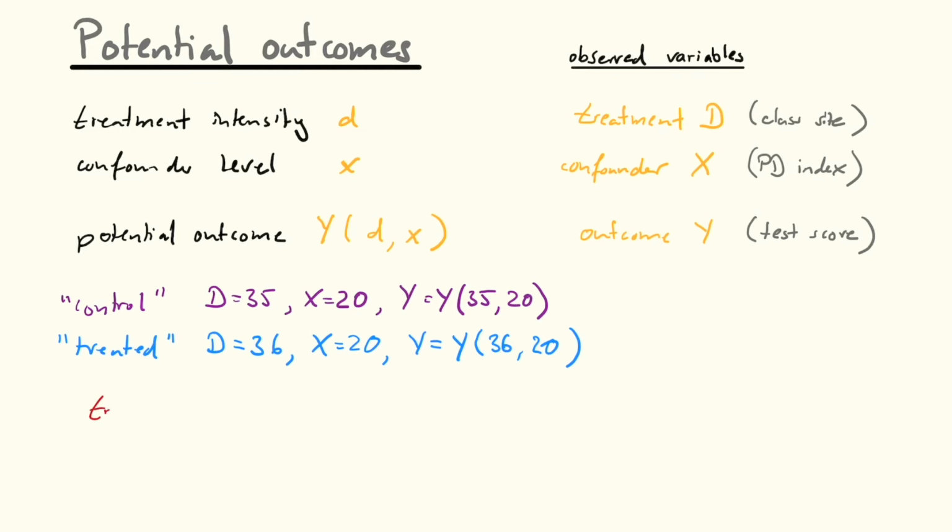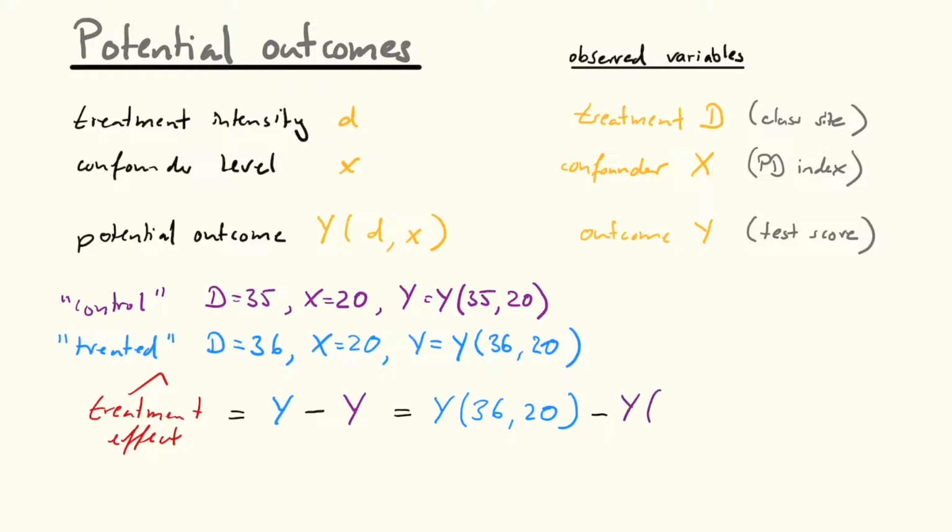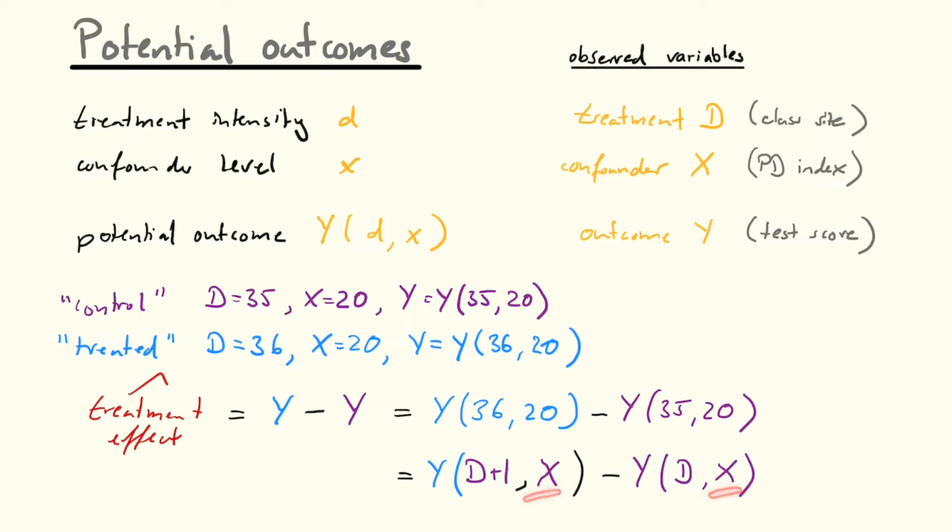Now our treatment effect estimate is treated y minus control y. So it's equal to potential outcome y at 36, 20 minus potential outcome at 35, 20. And we can rewrite this as before. And key is, of course, that now here we have the same x.